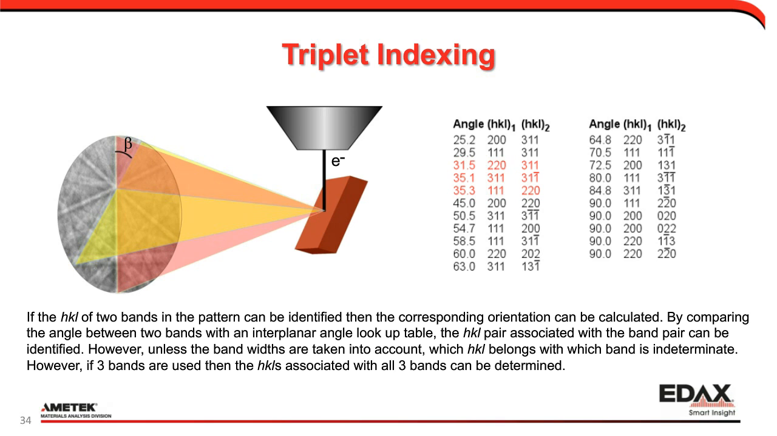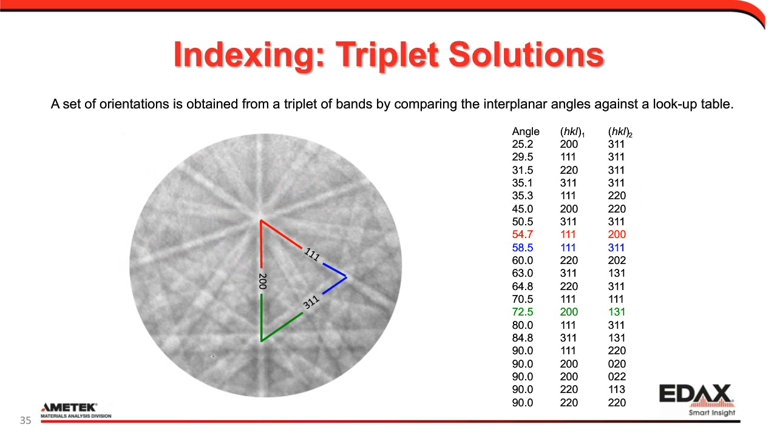And so we'll show this on this third triplet one here. So this shows 3 different bands here. So we measure the angles between them. And by looking at the matches, we can see that one angle would give us a 111-200 pair.